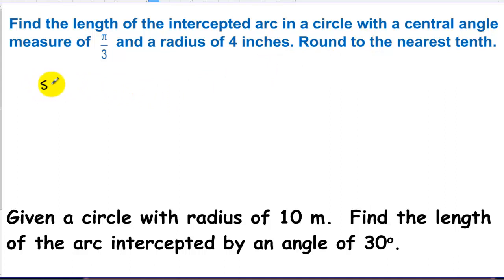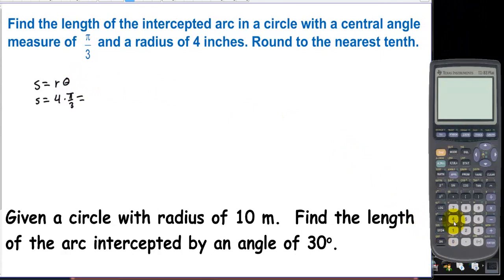We have arc length, which is s, equal to r times theta. So s is equal to 4 times pi/3. We have the radius times the angle in radians. We have 4 times pi divided by 3, which is 4.189. 4.189 inches.